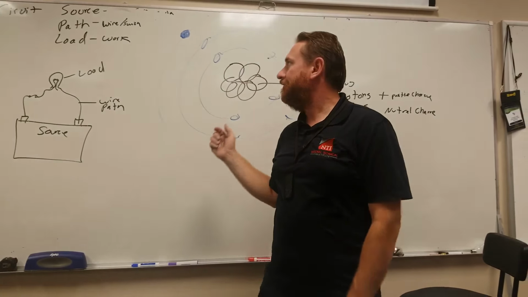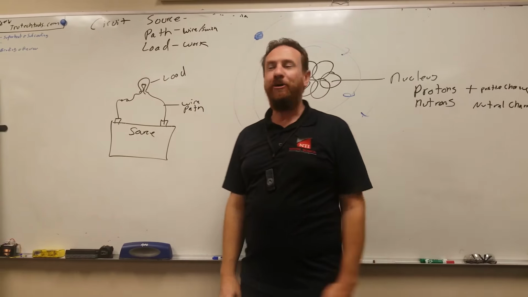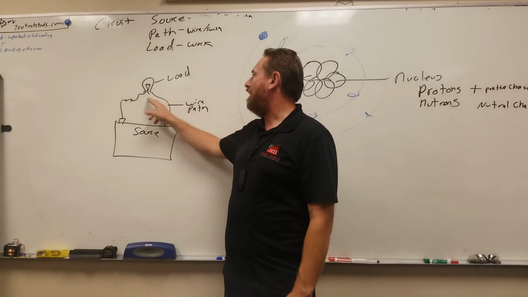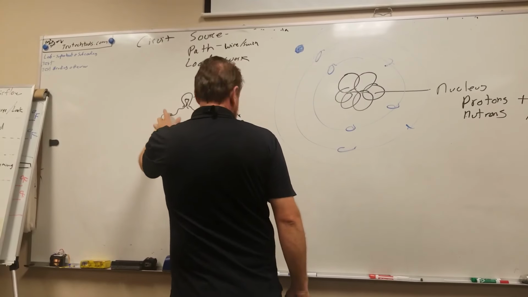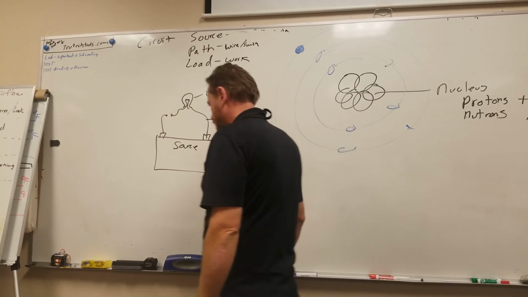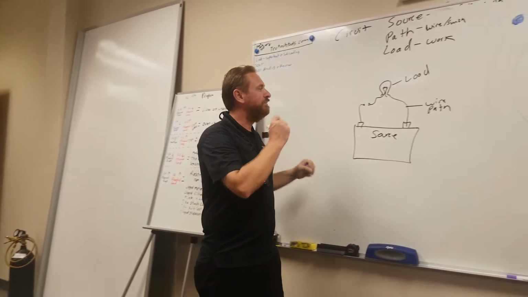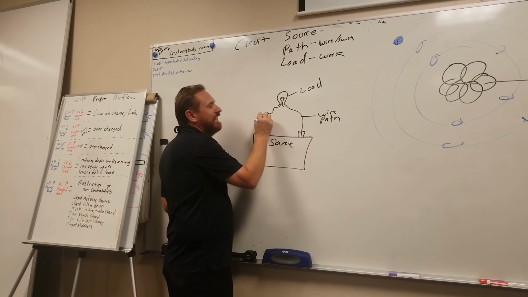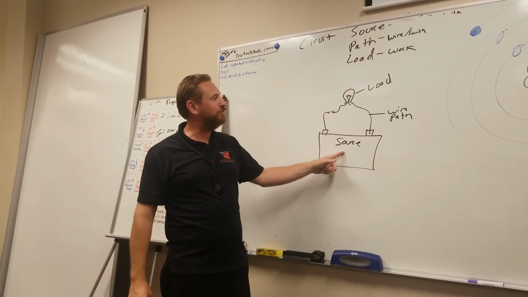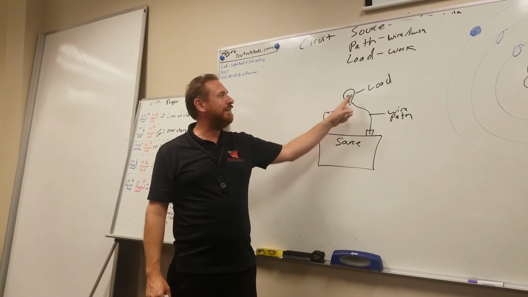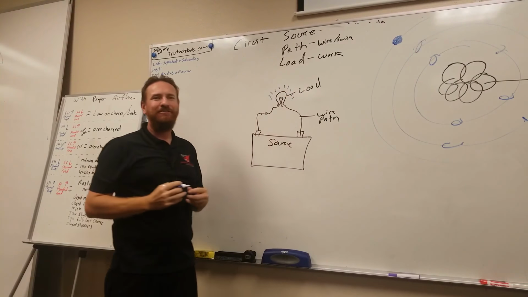So we're going to have our source, in this case a battery, our load, in this case a light bulb, and our path is our wire and our switch. If this switch is open, do I have a path? I don't. The switch is open. There's no place for it to go. But once I close the switch, I connect the path, right? Now I have a source, I have a path, and I have a load. We have lights.